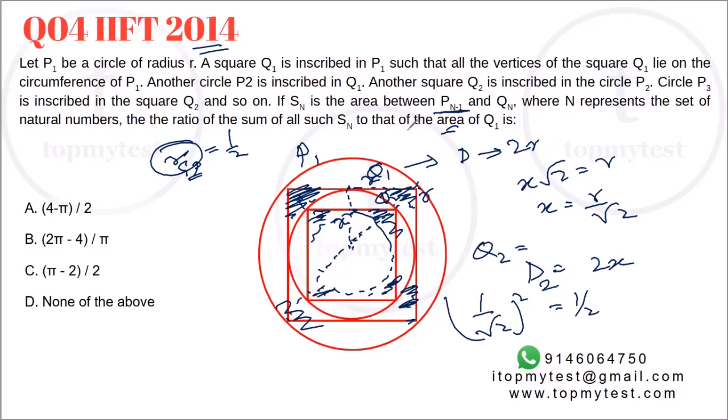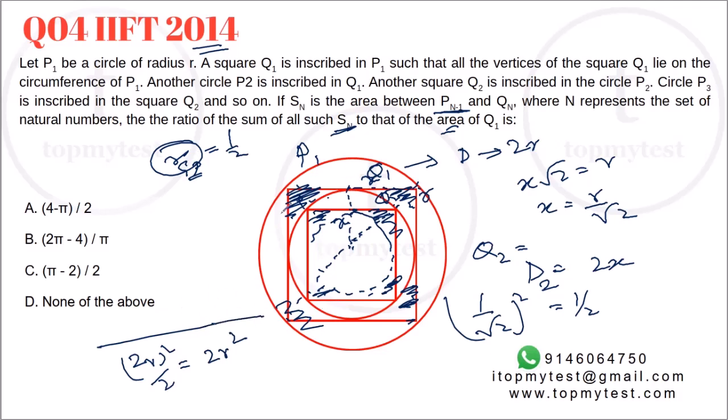Now, what do we need? We need the ratio of the sum of all such Sn, the areas between the square being the larger part and the circle being the smaller one, to the area of Q1. Q1 is the original square. Its diagonal is 2r, so the area will be 2r squared divided by 2, which is 2r square. That will be the denominator.